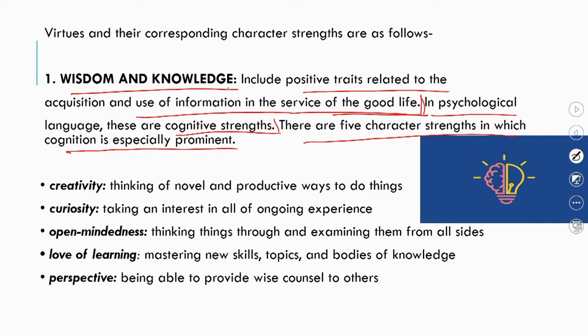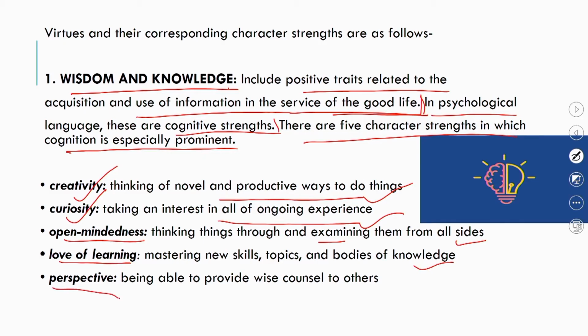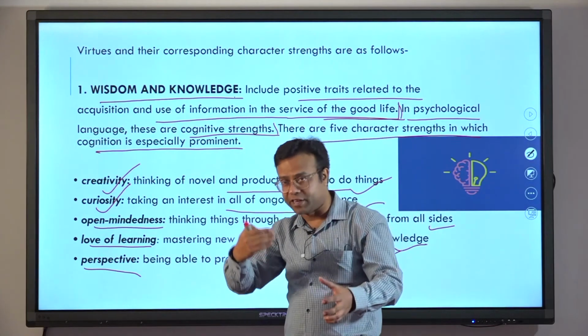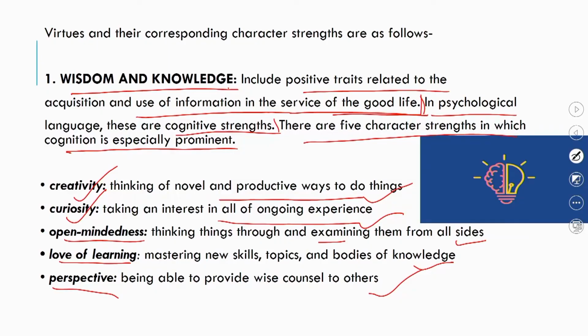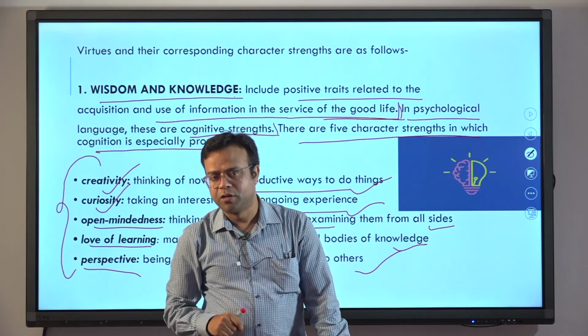Under wisdom and knowledge, the character strengths included are creativity, thinking of novel and productive ways of doing things; curiosity, taking an interest in all ongoing experience; open-mindedness, thinking things through and examining them from all sides, not just being rigid, but from all perspectives; love of learning, mastering new skills, topics and bodies of knowledge; and perspective, being able to provide wise counsel to others. You understand the perspective of other people and then you can tell them the right thing to do. These are specific expressions of wisdom and knowledge, a broader virtue, expressed in these particular character strengths.